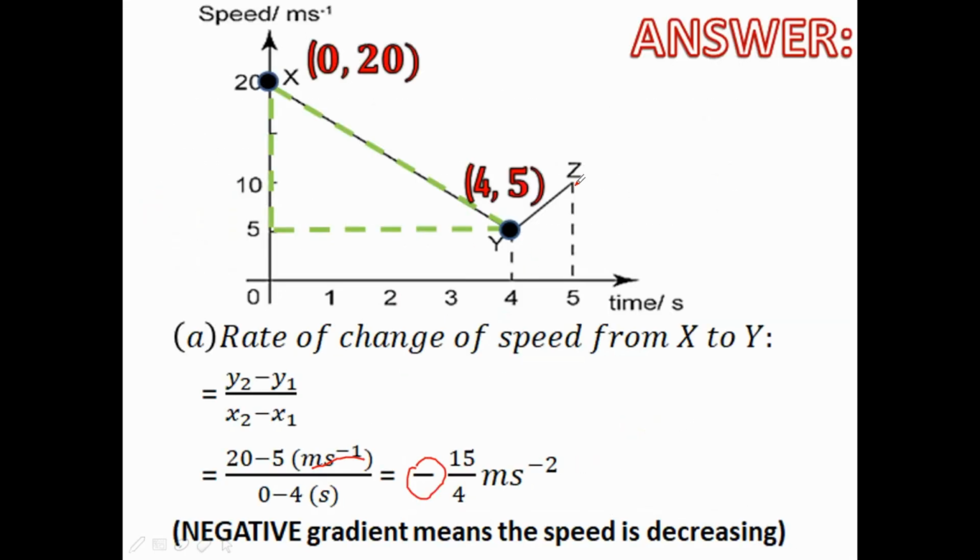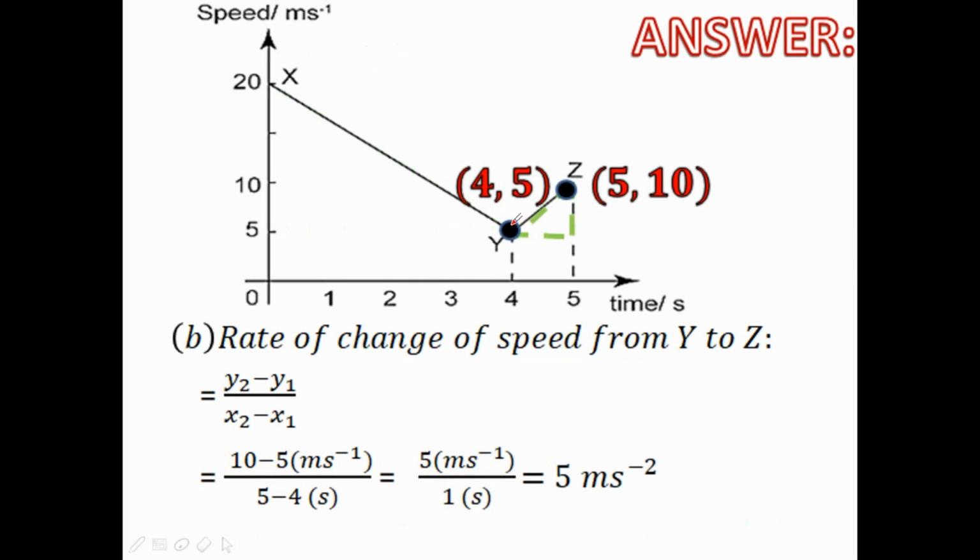B, from Y to Z. We do the same thing. The coordinate of Y is 4, 5. The coordinate of Z is 5, 10. Then you just find the gradient: 10 minus 5 over 5 minus 4. Then you will have 5 over 1 equals 5. The unit is meter per second per second.